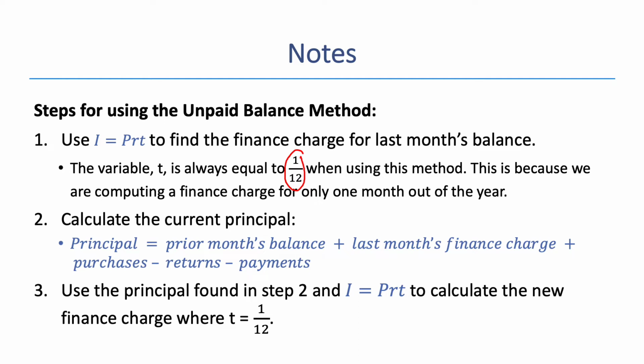Lastly, we're going to use the principal that we found and I equals PRT to calculate the new finance charge. Remember, T in this case will also equal 1/12. Let's look at some examples.